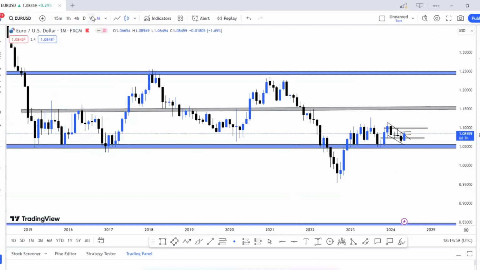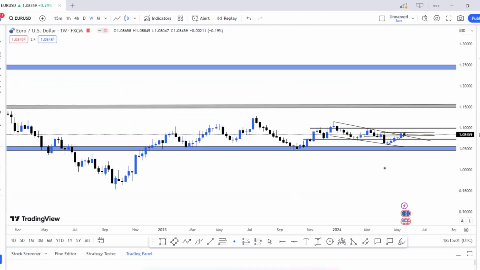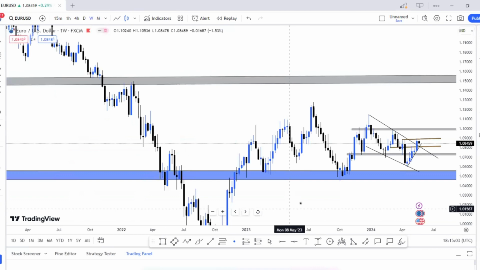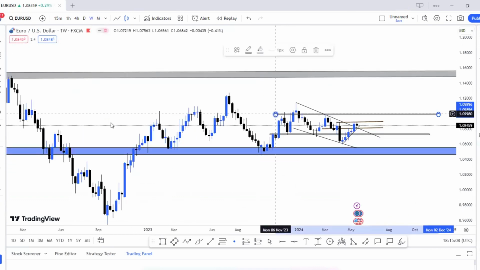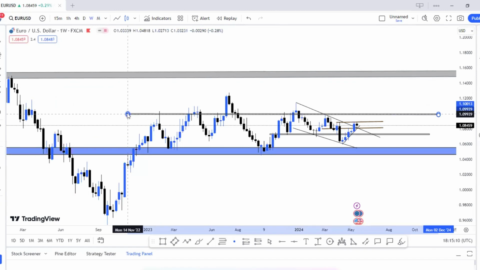So switching to the weekly time frame, we have this zone that has been holding price.